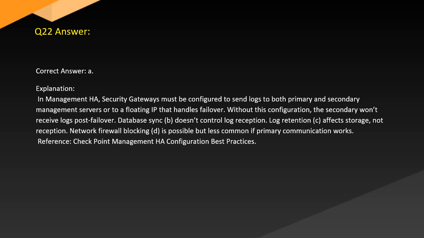Answer. Correct answer: A. Explanation. In management HA, security gateways must be configured to send logs to both primary and secondary management servers, or to a floating IP that handles failover. Without this configuration, the secondary won't receive logs. Post failover, database sync, B, doesn't control log reception. Log retention, C, affects storage, not reception. Network firewall blocking, D, is possible but less common if communication works. Reference: Checkpoint Management HA Configuration Best Practices.